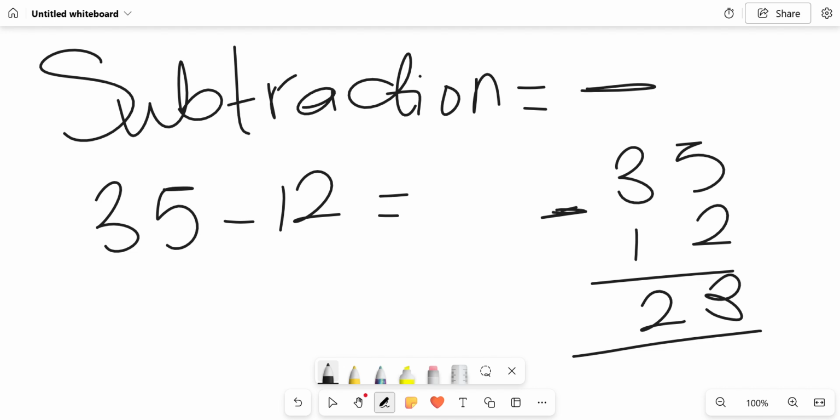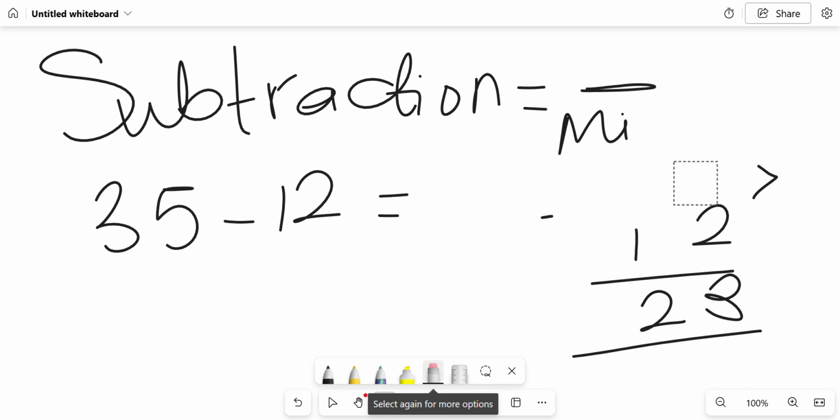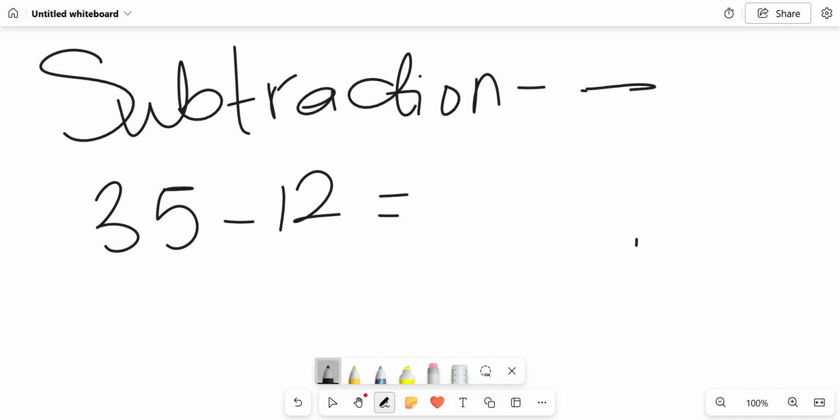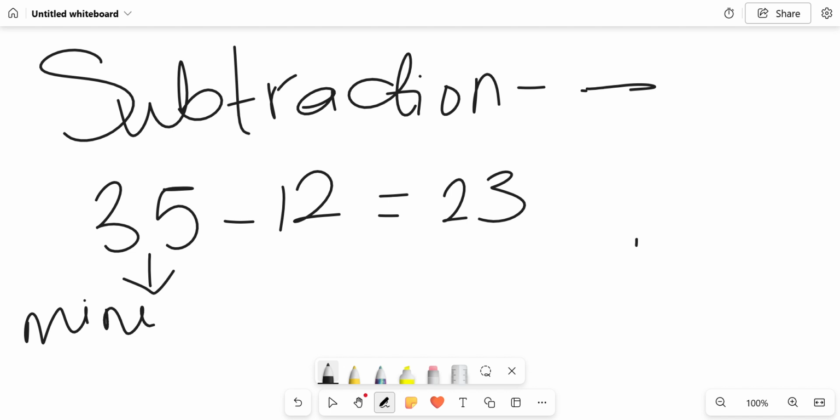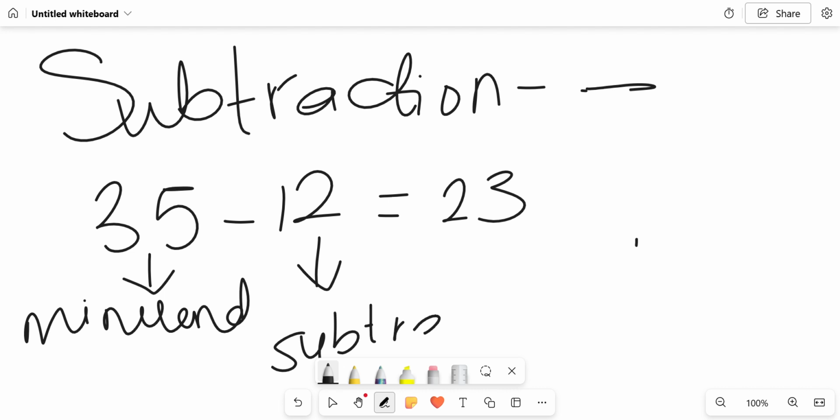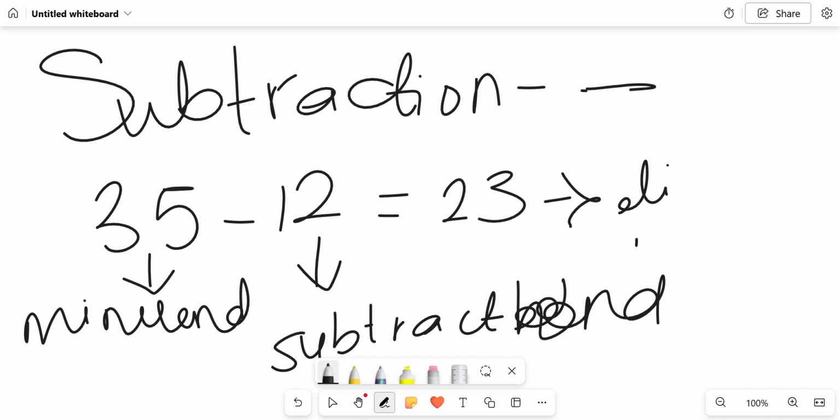Then in addition, you know that these two will be called addends, but in subtraction, these two will be called minuend. Okay, no, sorry, I just made a mistake. The answer is correct, it's 23. But this is called the minuend. This is called the subtrahend. And this is called the difference. And I hope we get that.